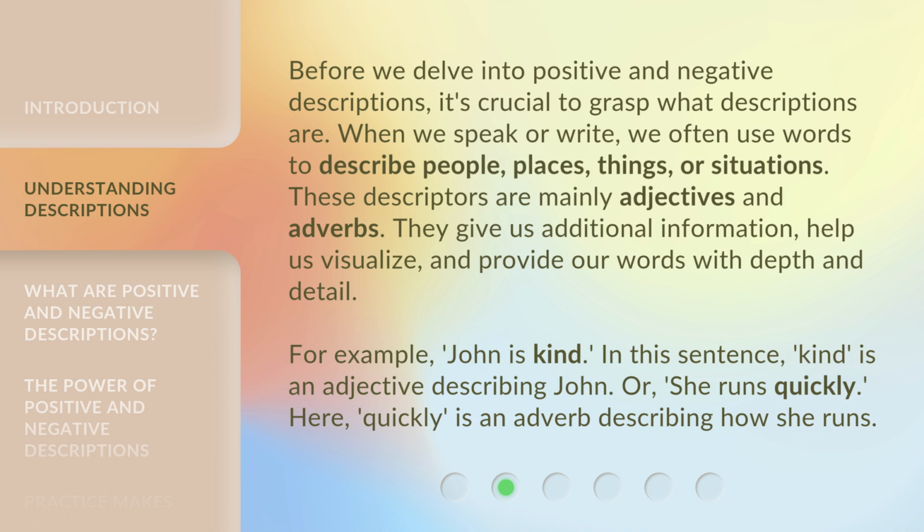For example, John is kind. In this sentence, kind is an adjective describing John. Or, she runs quickly. Here, quickly is an adverb describing how she runs.